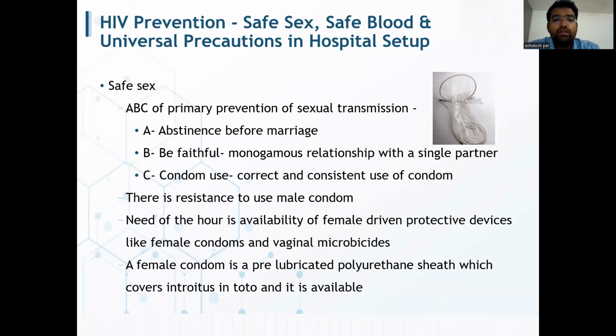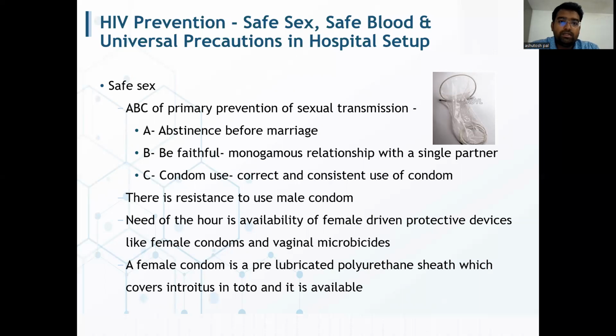HIV prevention: safe sex, safe blood, and universal precautions in a hospital setup. So safe sex, there is the ABCs of primary prevention in sexual transmission. A is abstinence before marriage, B is be faithful, so monogamous relationships with a single partner, and C is condom use, correct and consistent use of condoms.